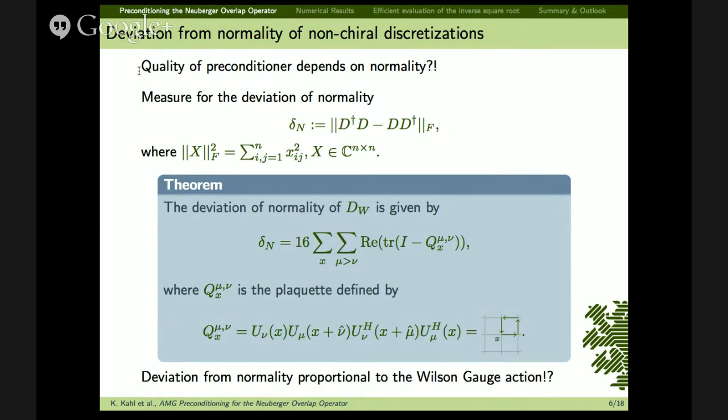And now if you just write it down on three pages of paper and just do the math, you figure out that if you now just take the Frobenius norm of this difference, where the Frobenius norm is just the sum over the squares of all entries and then the square root of this, you see that the deviation from normality of your Wilson-Dirac operator is just 16 times the sum over all plaquettes, over the real part of the trace of all plaquettes, and now everybody in this room knows this is nothing else than just, at least it's proportional to the Wilson gauge action. Nothing else. And somehow I found this surprising. I don't know. Is this surprising?